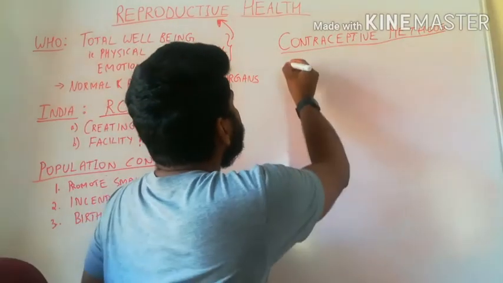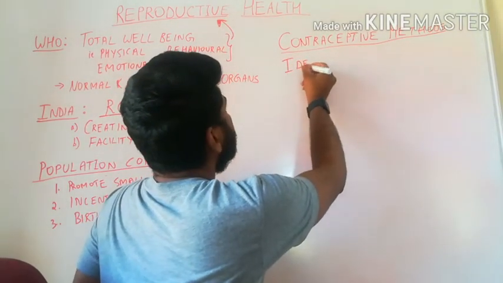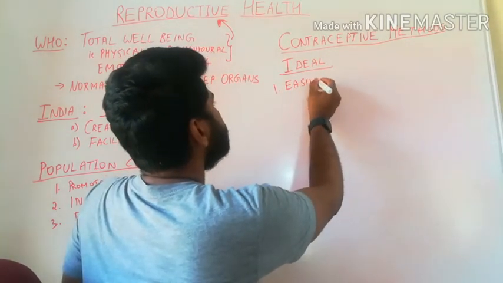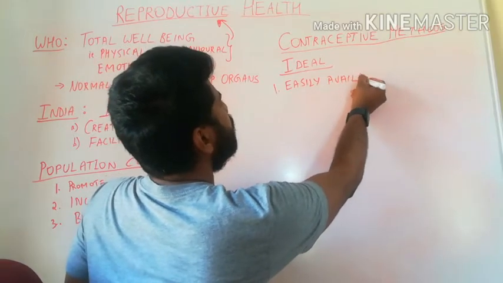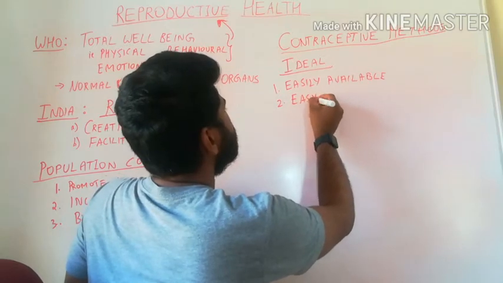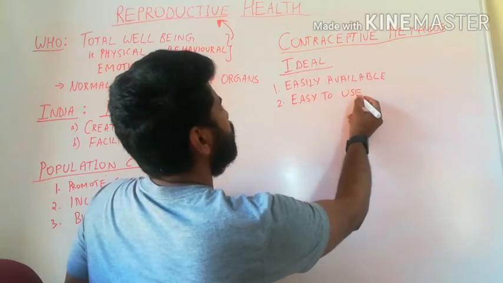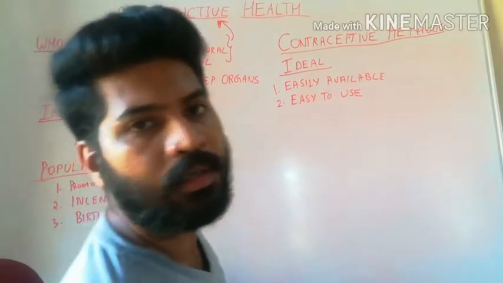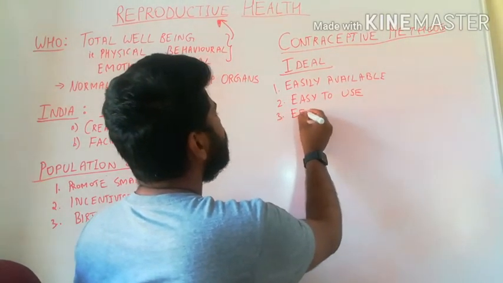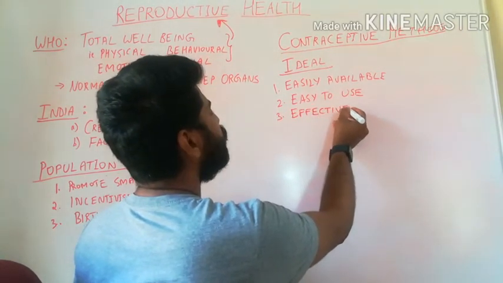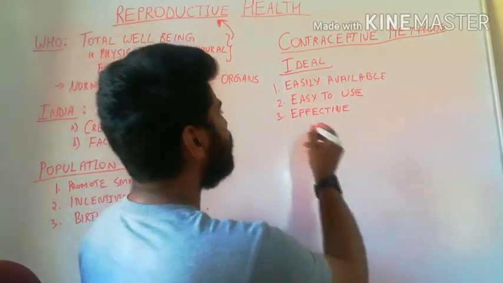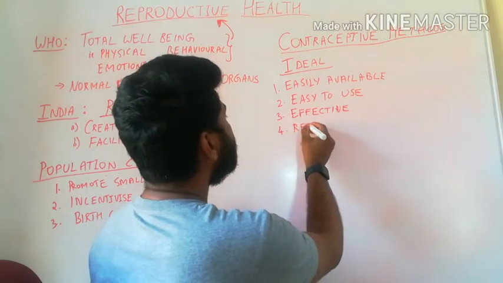So an ideal contraceptive device should be easily available. That is very, very important, and it should be easy to use without any other assistance from doctors or nurses. They should be able to use it themselves. That is one. Most importantly, it should be effective. That means it should be able to prevent unwanted or unnecessary pregnancies. It should be effective and it should be reversible.